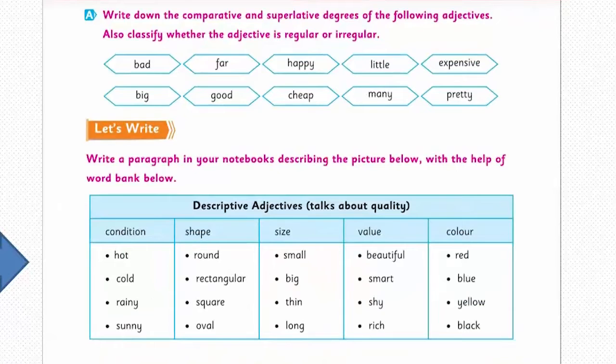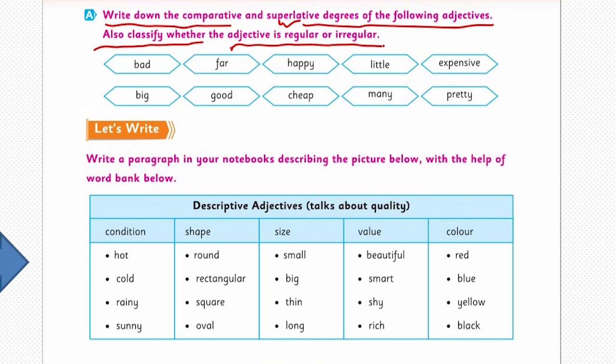So we have an activity here. Write down the comparative and superlative degree of the following adjectives. Also classify whether the adjective is regular or irregular. So for bad, we have discussed that worse and worst are the comparative and superlative degrees. So this is irregular. Write like this in an abbreviation form, in a short form. Far, more far, most far.